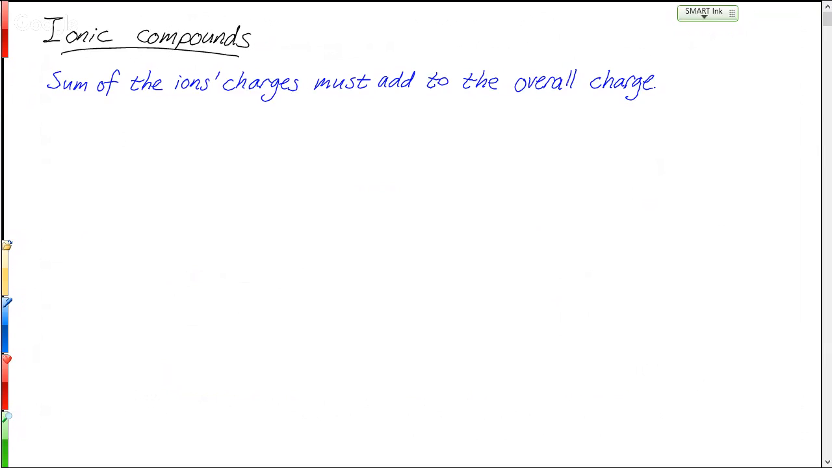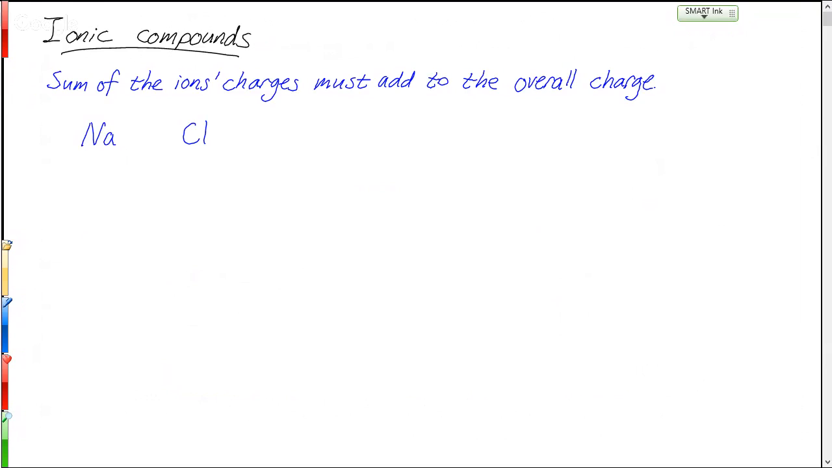So what does that mean? That means if we want to make a compound of sodium and chlorine, and this is a pretty easy one, you can probably figure this answer out already because of what you know, but let's just go through it as though it was something we didn't know. We first need to determine the charges of the ions.